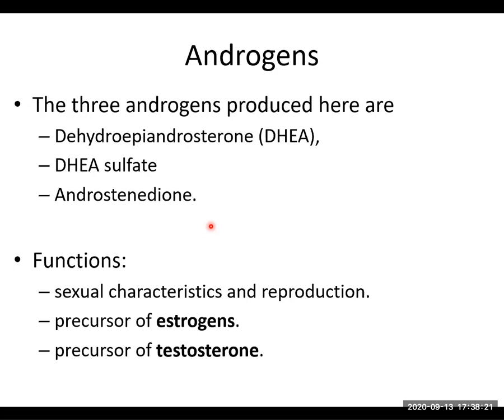So this one, DHEA, we can see it in both male and female. So the adrenal cortex produces this DHEA in both males and females. But we all know that sex hormones are very different between male and female. In female, we have the estrogen. In male, we have the testosterone. So in the male, this DHEA will be converted to testosterone. In the female, it will be converted to estrogen.